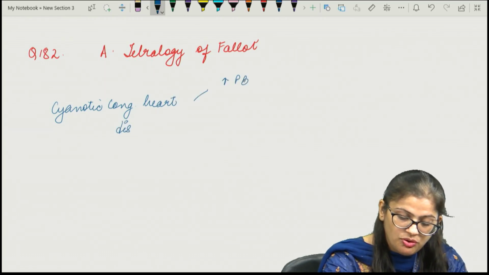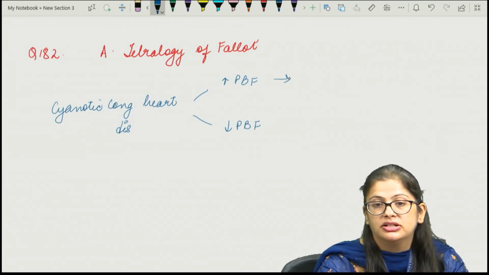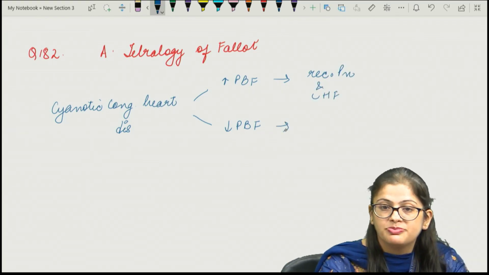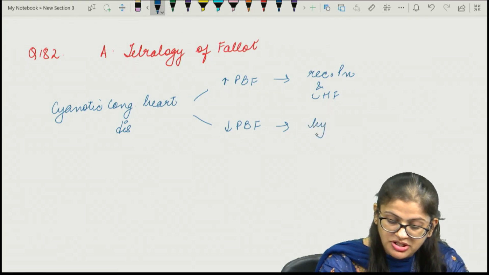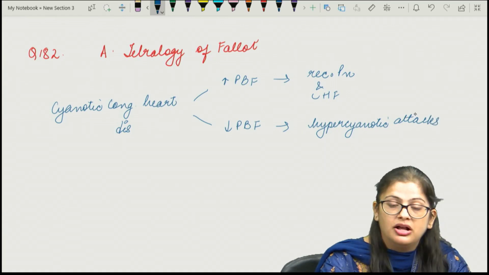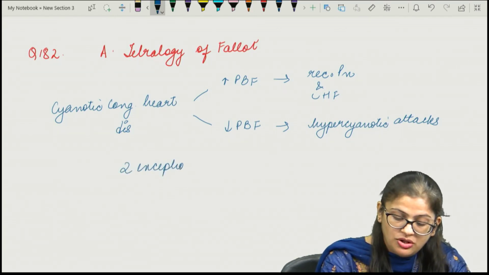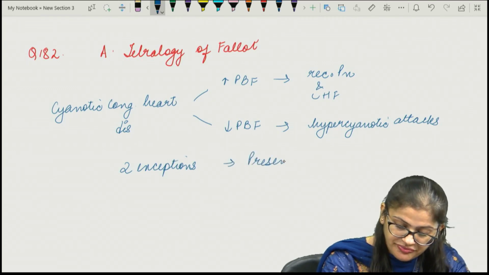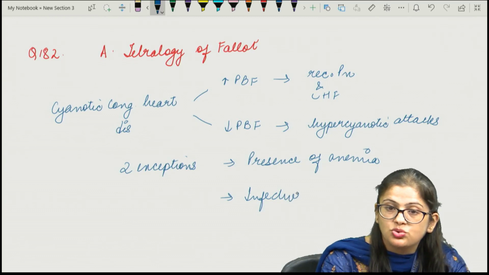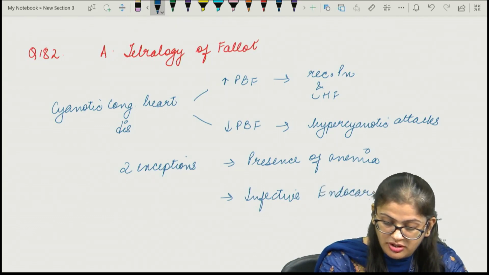Cyanotic congenital heart diseases can have increased pulmonary blood flow or decreased pulmonary blood flow. So conditions which have increased pulmonary blood flow like TAPVC and TGA will have recurrent pneumonias, and they can have CHF as well, while those with decreased pulmonary blood flow like tetralogy of Fallot will present with hypercyanotic attacks or TET spells. So tetralogy of Fallot rarely presents with CHF, but there are two exceptions to this that you should know, and that is presence of anemia and infective endocarditis. So in the presence of these two conditions, even a child with tetralogy of Fallot can present with failure. So you should know both these things.